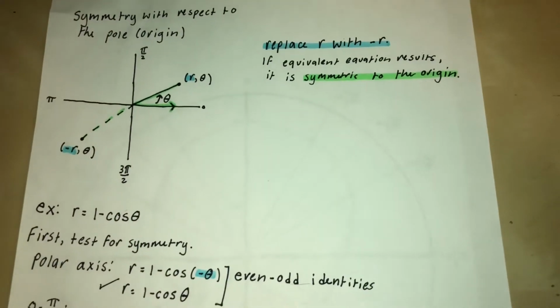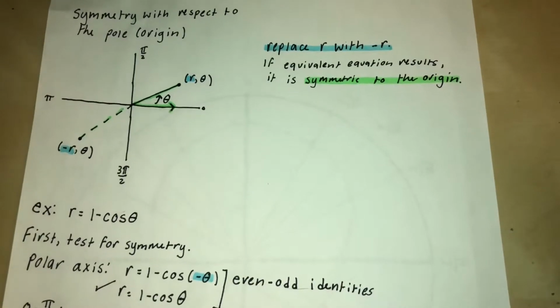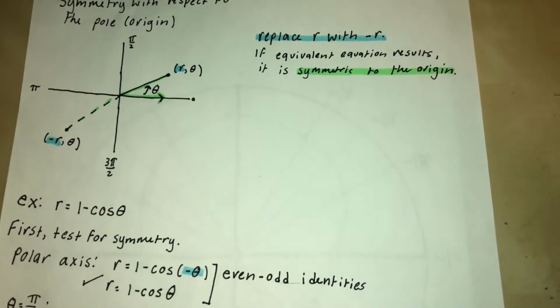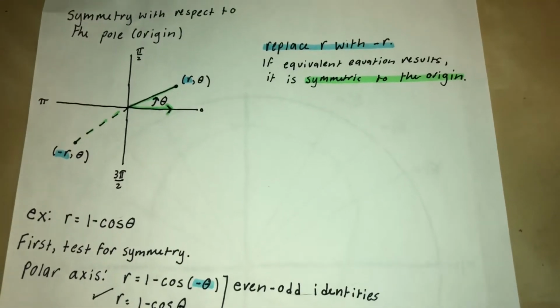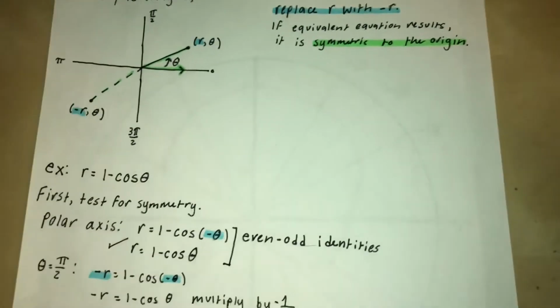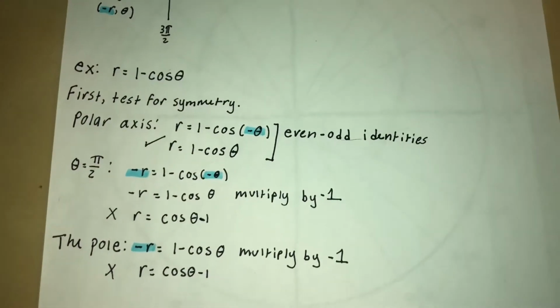For the third and final test, you'll be testing if there is symmetry with respect to the pole or the origin. So you will be replacing r with negative r, and if the equation is the same as when you started, then you will have symmetry to the origin. For my first example, I chose r equals 1 minus cosine theta.